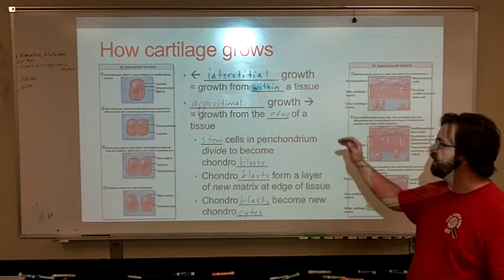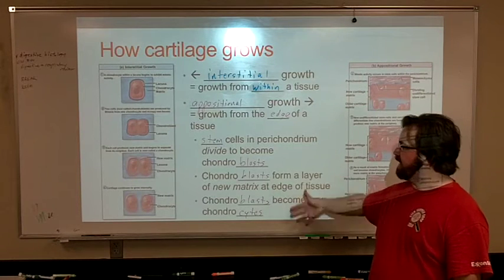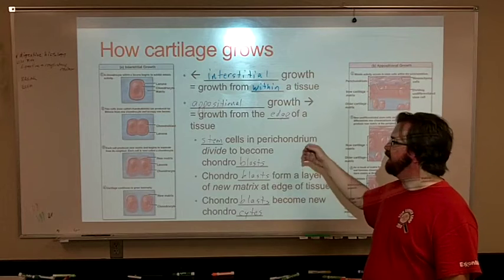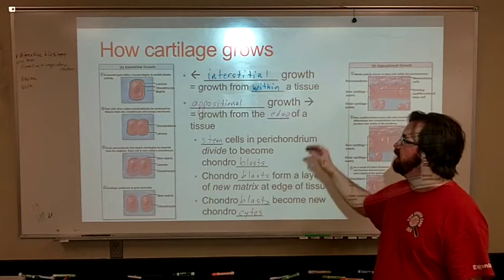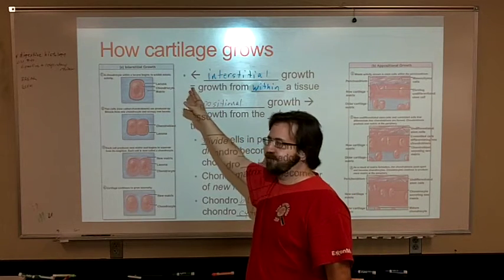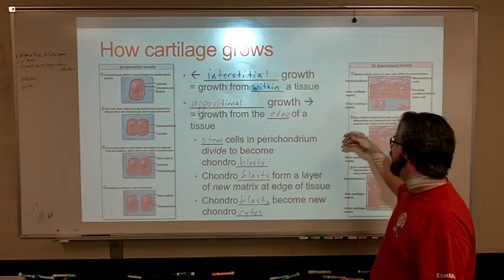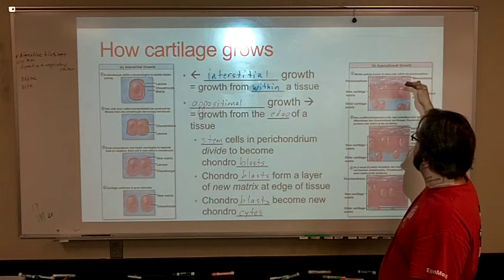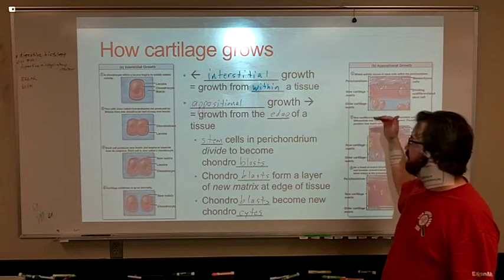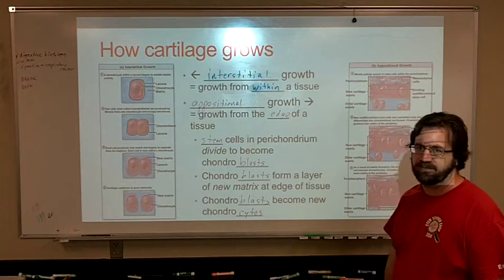So the difference between interstitial growth and appositional growth is not the last part, the forming of new matrix and the forming of new chondrocytes. It's where the chondroblasts come from. In interstitial growth, you have a chondrocyte that decides to turn into a chondroblast and grow some new tissue around it. In appositional growth, you have stem cells that are constantly forming new chondroblasts, and those chondroblasts surround themselves with matrix and become chondrocytes.